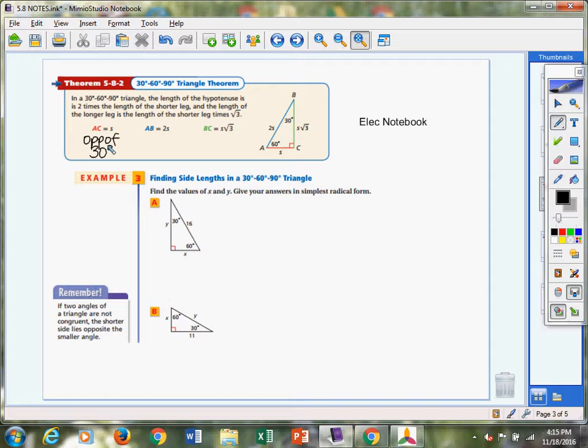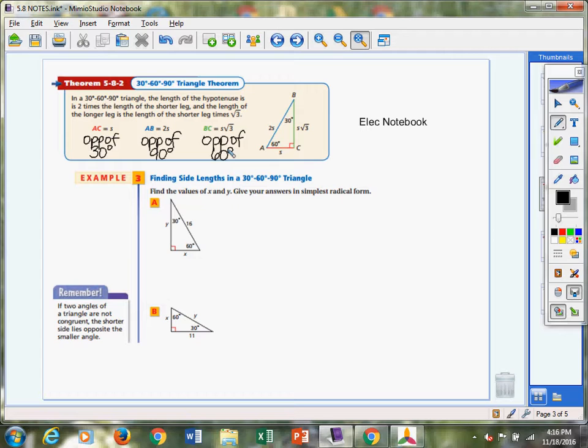AB, this is your hypotenuse, okay? So this is going to be opposite of your 90 degrees. And so you're going to double your shortest side. So whatever your shortest side is, when you double it, you now know the hypotenuse. That's really cool. All right, now BC, this is the side that's opposite of the 60-degree angle. And all you have to do is take your shortest side and multiply the square root of 3 to it, and you've got it. Okay?